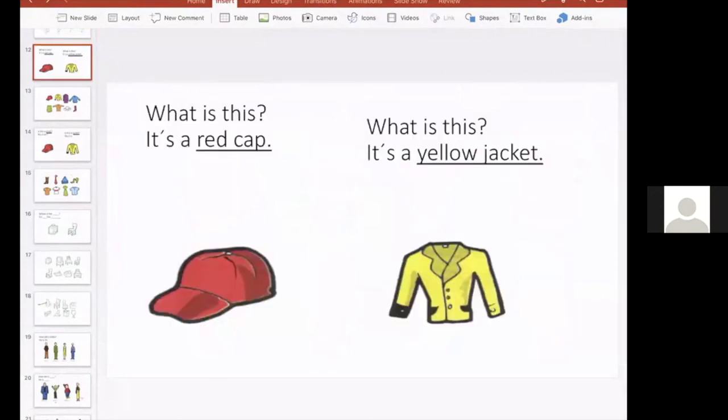Okay, now we're going to do this other exercise. What's this? It's a red cap. What's this? It's a yellow jacket. Here you're going to also get yellow jacket. So it's a yellow jacket. Okay.